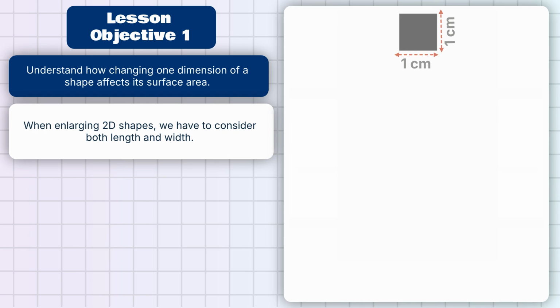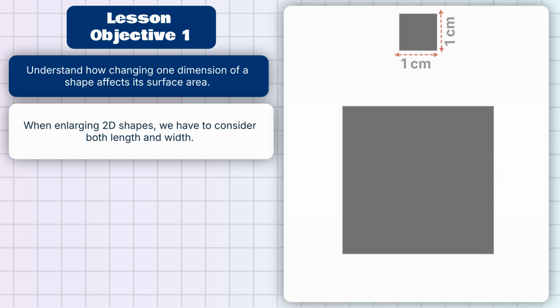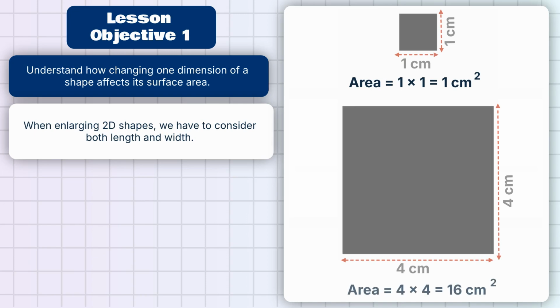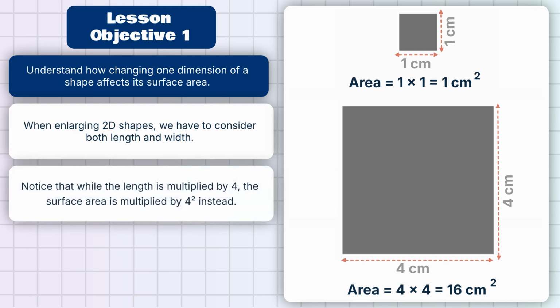Consider a square with a side length of 1 centimeter. If we enlarge this square by a scale factor of 4, each side will now be 1 times 4 equals 4 centimeters long. Let us compare the areas of the original and enlarged shapes. The original area of the square is 1 times 1 equals 1 square centimeter. The new surface area after enlargement is 4 times 4 equals 16 square centimeters. Notice that while the length is multiplied by 4, the surface area is multiplied by 4 squared, that is 16 instead. This is because in 2D both dimensions, length and width, are scaled up by the factor.